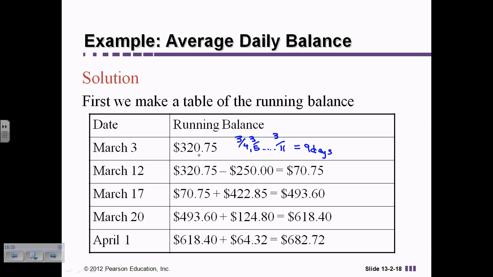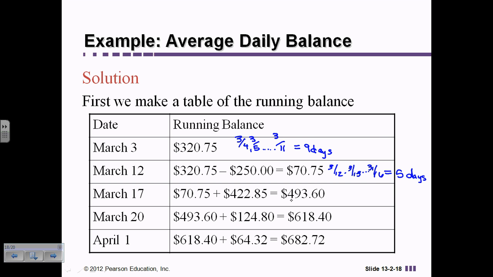On March 12th, I made a payment. So my balance is now $70.75. And it doesn't change again until the 17th. So on March 12th, March 13th, all the way to March 16th, my balance is $70.75. And so it's $70.75 for 5 days.